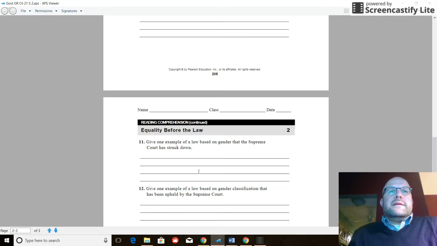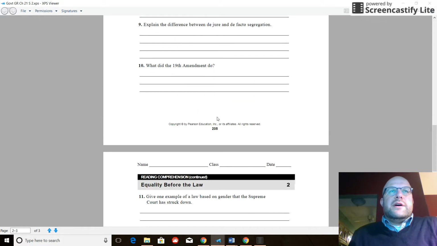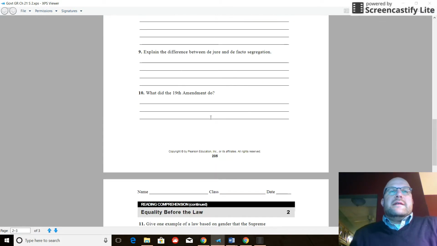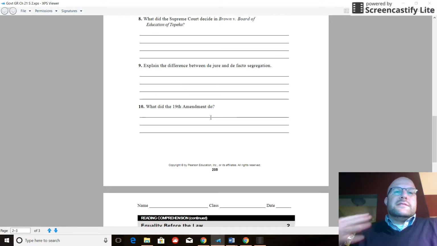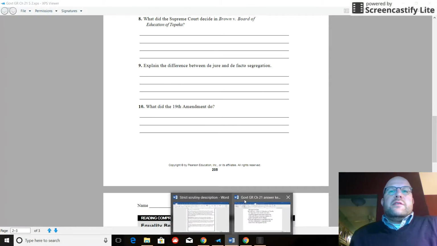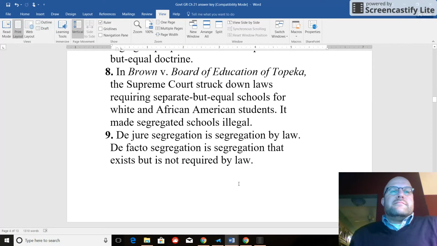Okay, back with another quick look at the 21.2 Equality Before the Law. This is the sheet that you should be on. We left off talking about de jure and de facto segregation, how de facto is a legacy type of segregation left over from the de jure segregation by law, which is thankfully largely illegal now through a series of decisions and laws. But de facto segregation exists even though it is not required by the law, and it still does exist in instances such as housing and so on.